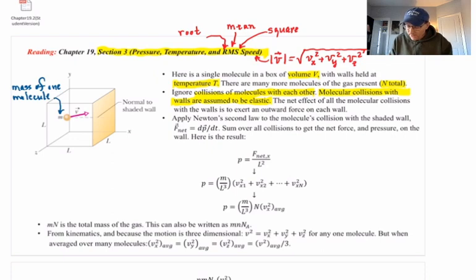Now, the net effect of all the molecular collisions with the walls is to exert an outward force on each wall. And the force per unit area is the pressure. All right, so to get a handle on that pressure, I need a handle on the force that the molecules are exerting on the wall when they collide. We know who to turn to in physics if we want to understand forces and their effects. Newton. Okay? So we're going to apply Newton's second law to a molecule's collision with the shaded wall. And I'll remind you of one of the forms we learned for Newton's second law. Might be a little bit of a blast from the past from last semester. The net force on an object, a particle, is equal to the rate of change of its linear momentum. That's what that little p is. Okay? So let's come all over here to the side.